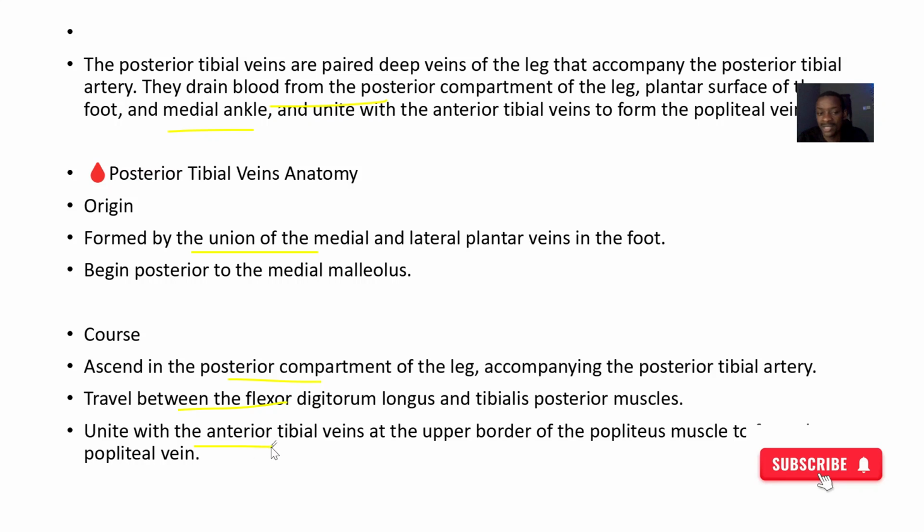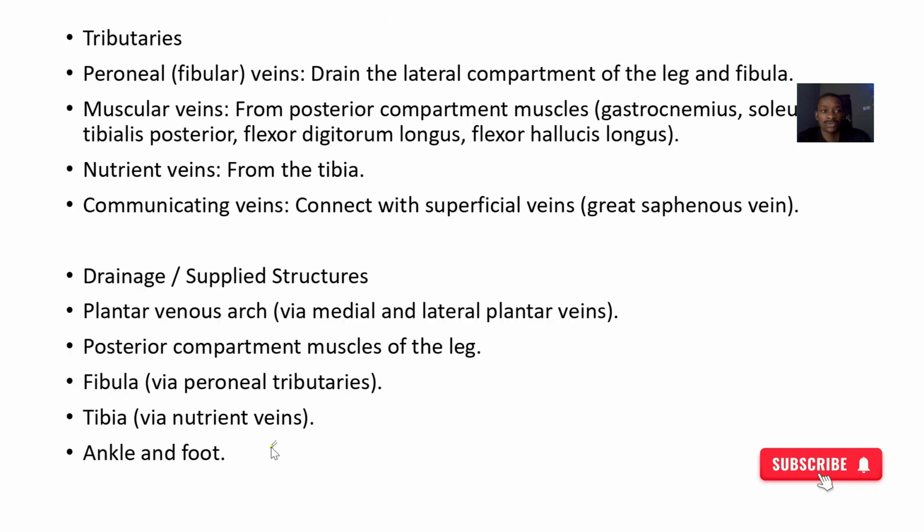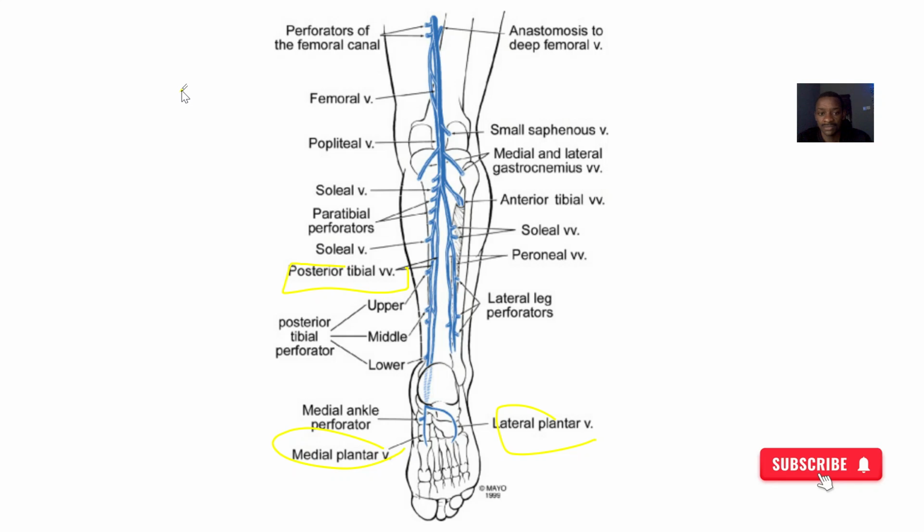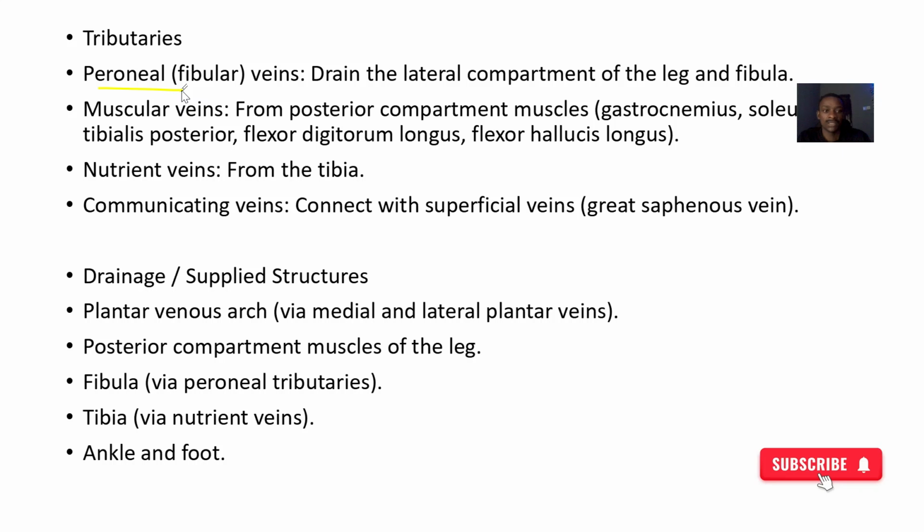It unites with the anterior tibial veins at the upper border of the popliteus muscle to form the popliteal vein. Okay, so tributaries: it gives rise to the peroneal or the fibular veins, the muscular branches and the nutrient veins, then communicating veins.